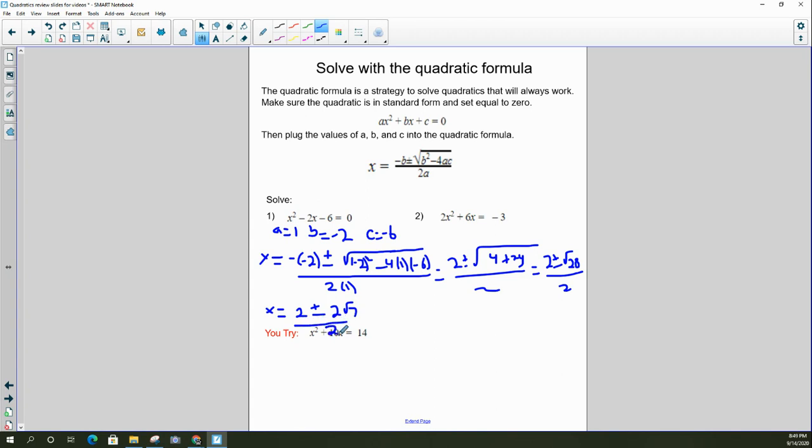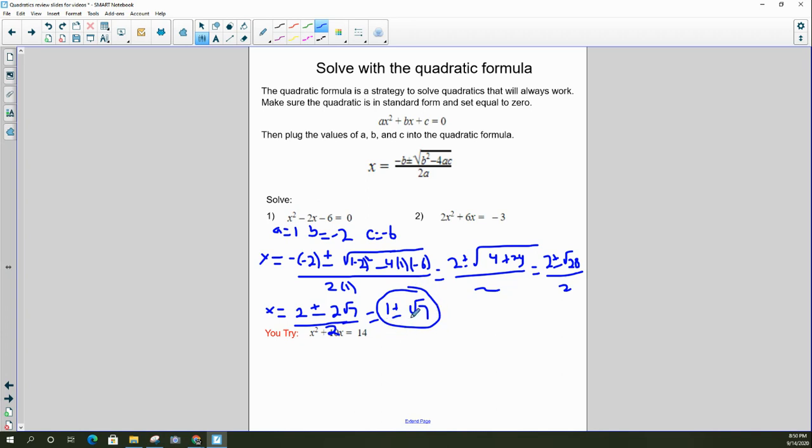And now I need to ask, can I simplify the fraction? 2 goes into everything here, right? It goes into the constant, it goes into the radical, and it goes into the denominator. So I'm going to divide everything by 2. 2 divided by 2 is 1, plus or minus, and 2 rad 7 divided by 2 is also 1 rad 7. So my answers, plural, are 1 plus rad 7 and 1 minus rad 7, which you can just write as 1 plus or minus rad 7. And that's as simplified as we can get it.